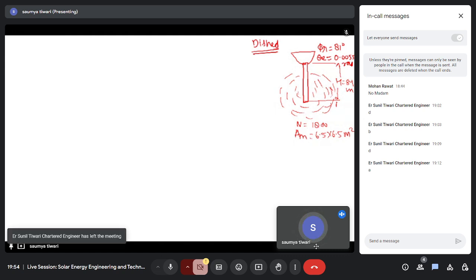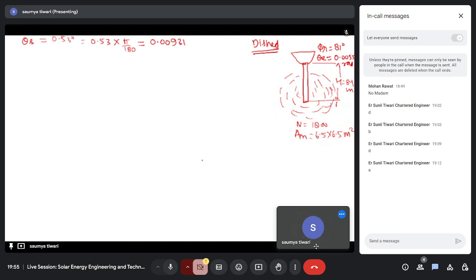Now what else we know is the angle subtended by the sun onto the earth. That value we already know, which is 0.53 in degree. If you write it in radian, then it will be 0.53 into pi by 180, right? So this will come to be 0.00931 in radian. Okay, now this is all given in the question.